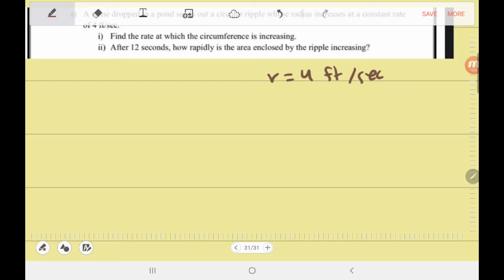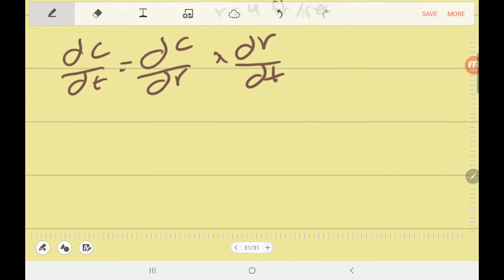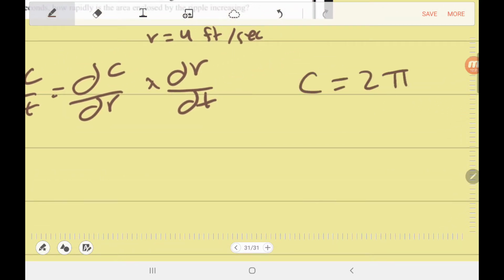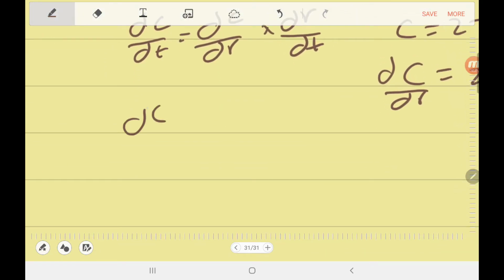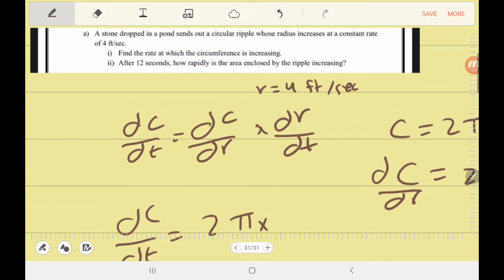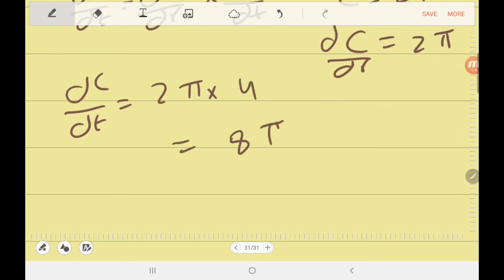First of all, he wants dC by dt, which is equal to dC by dr times dr by dt. So first I need C equal 2 pi r, differentiate that, which is dC by dr equal to 2 pi. So dC by dt, the rate of increase of the circumference, is equal to 2 pi times dr by dt, which is equal to 4. So the answer is 8 pi feet per second.